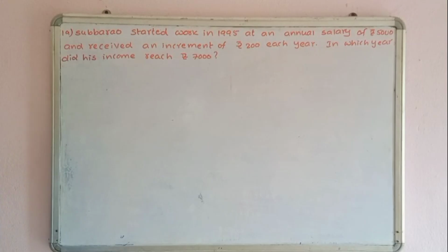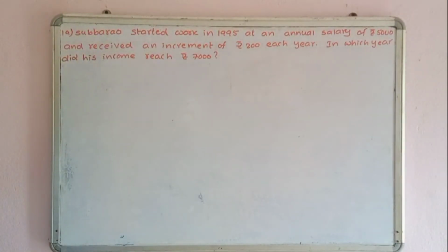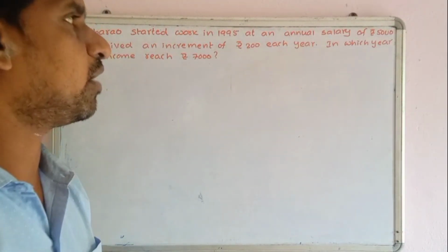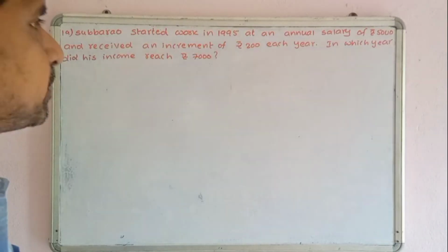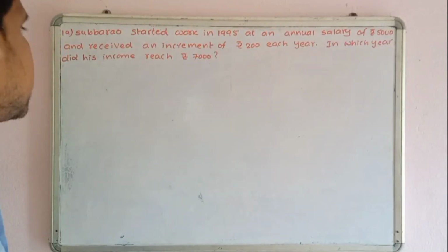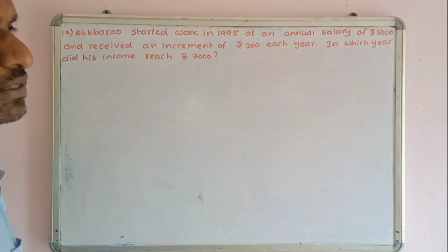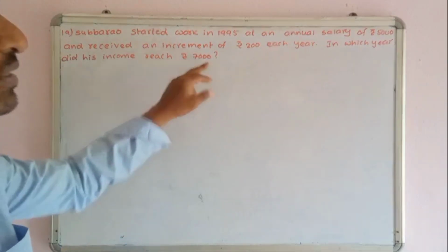Arithmetic progression, exercise 5.2, problem 19. Subbarao started work in 1995 at an annual salary of 5,000 rupees and received an increment of 200 rupees each year. Every year he received 200 rupees increment. So in which year did his income reach 7,000? How much? 7,000 rupees.